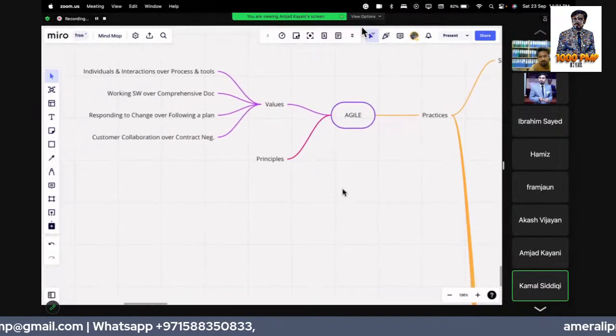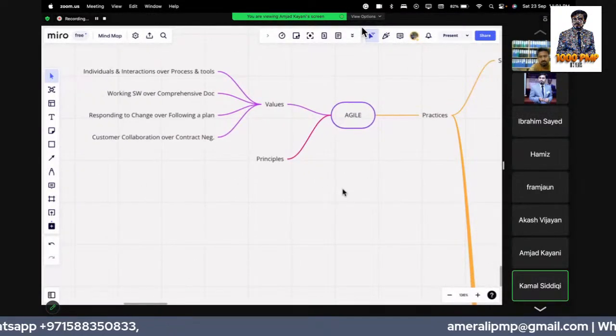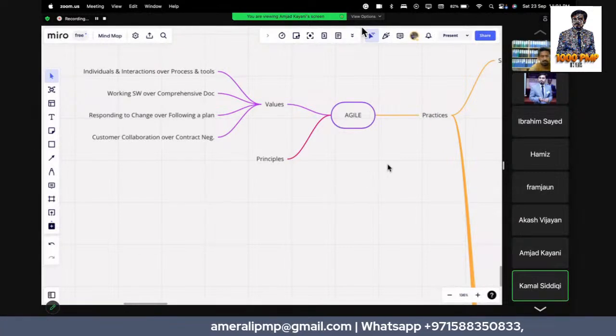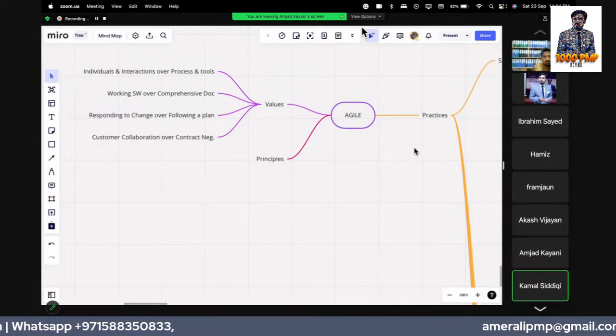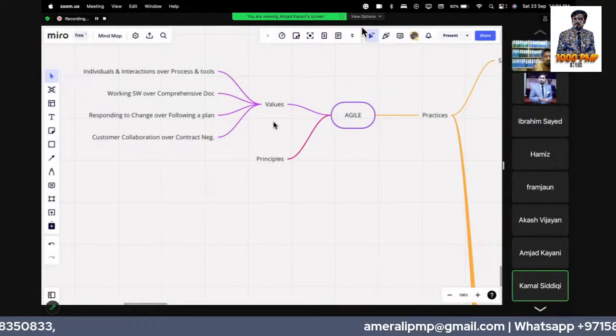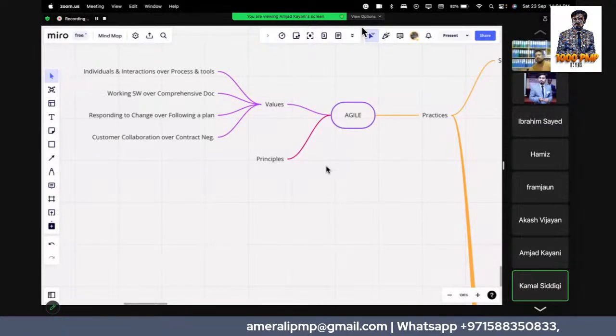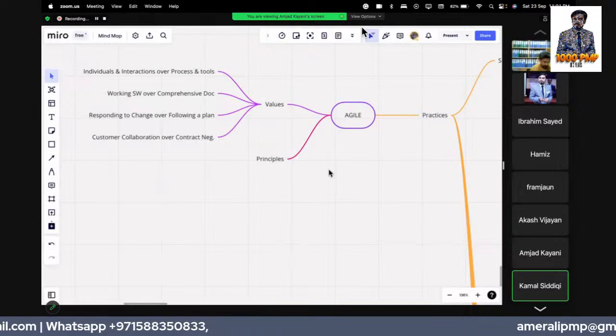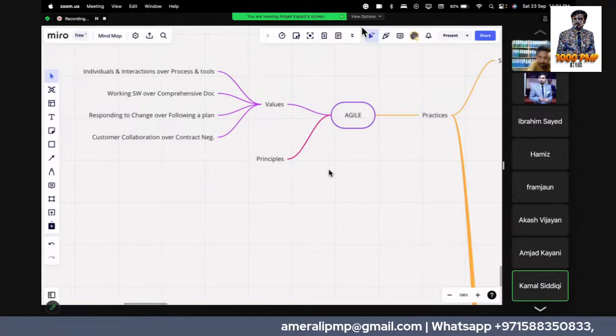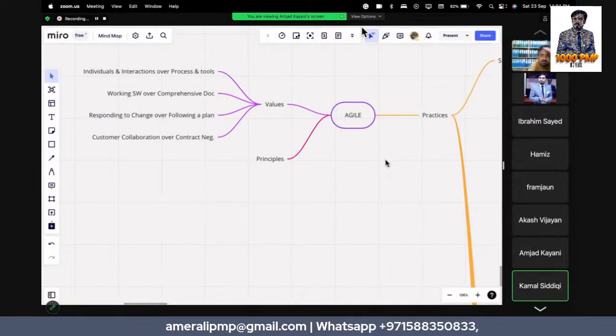Okay, Agile is one of the ways of doing a project. It's basically a mindset. It's a philosophy. It has 4 values and 12 principles and practices. The 4 most important values of Agile are individuals and interactions over processes and tools. Second, working software over comprehensive documentation. Third, responding to change over following a plan. And the fourth is customer collaboration over contract negotiations.